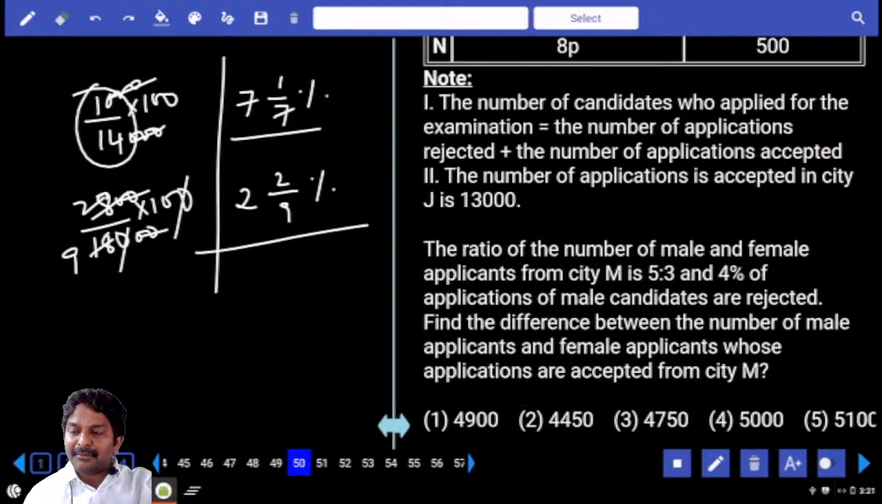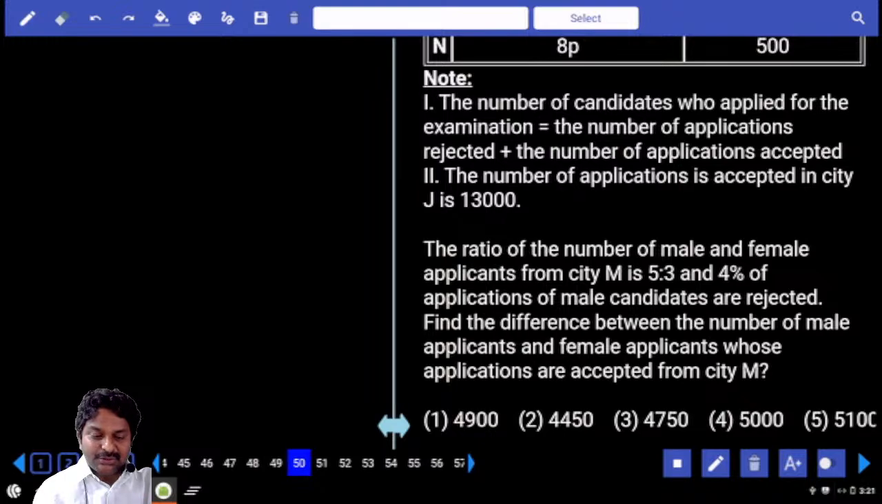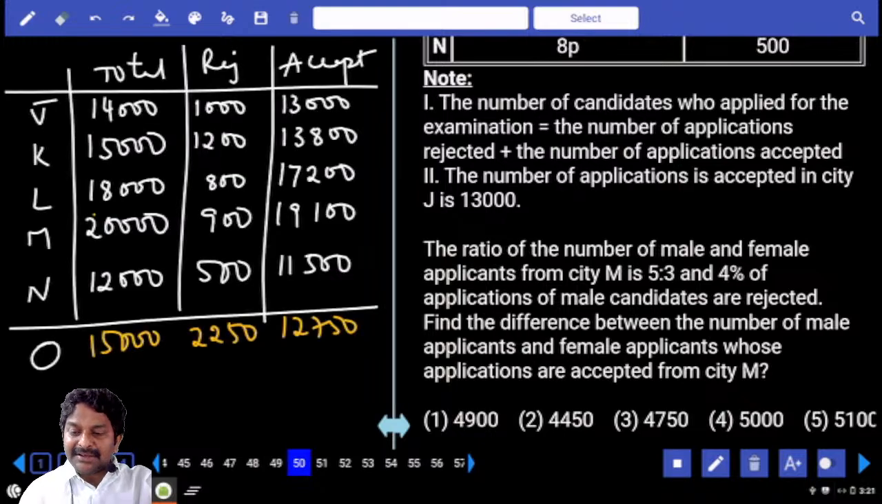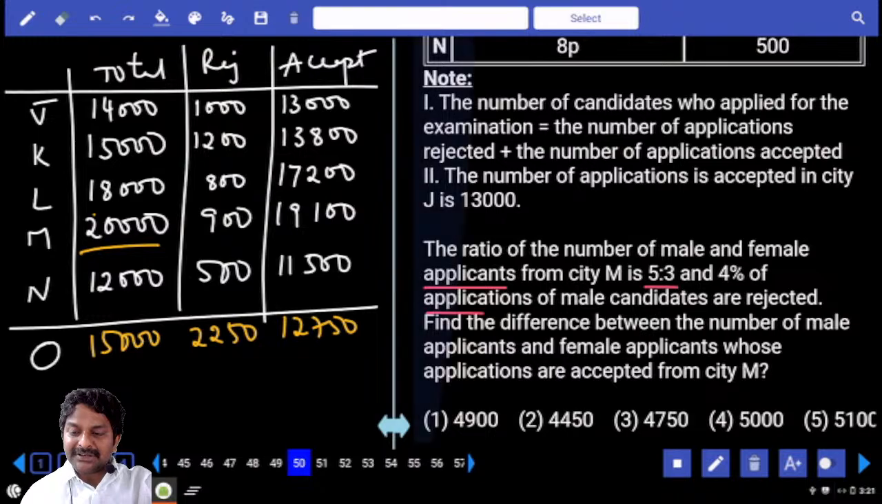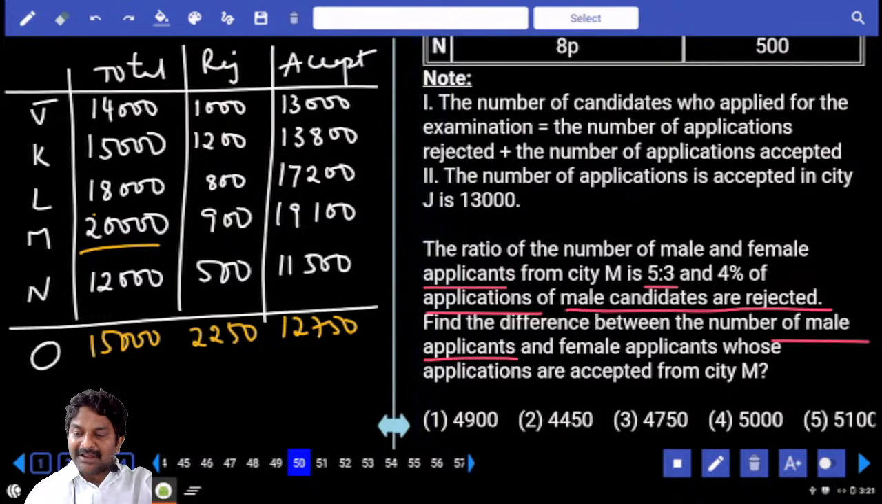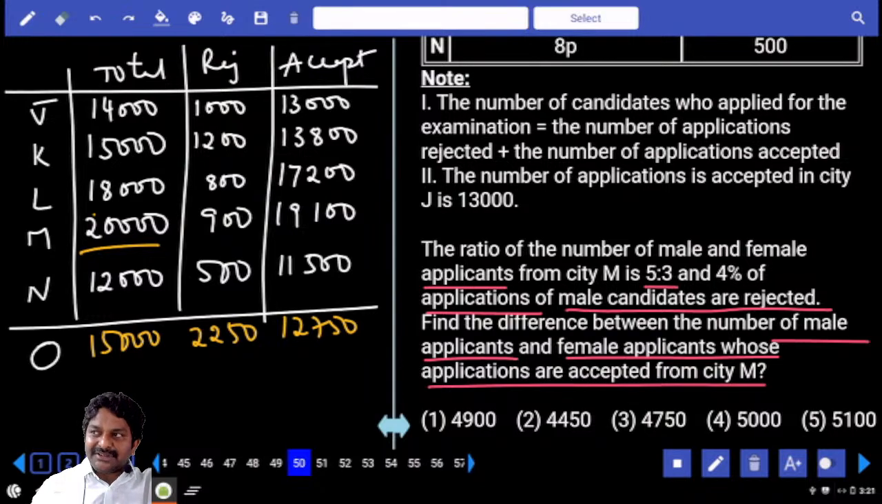The ratio of number of male and female applicants from city M is 5:3. Total applicants in city M are 20,000, divided in the ratio 5:3. 4% of applications of male candidates are rejected. Find the difference between number of male applicants and female applicants whose applications are accepted from city M.